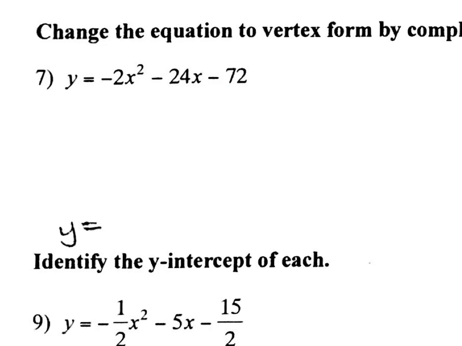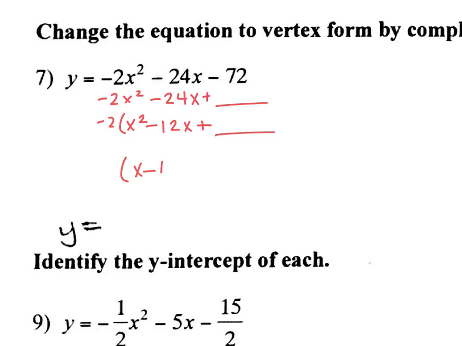All right, so we're going to change to vertex form by completing the square. You all were good at this when we did it the first time. You just forgot it because it's been a little while since we looked at this. So we're going to divide by a GCF. Well, first we rewrite it. 24x plus blank or minus blank, however you want to write that. Now we're going to take a GCF out. That's going to give me x squared minus 12x plus blank. Take half. So that's going to give me x minus 6 squared.